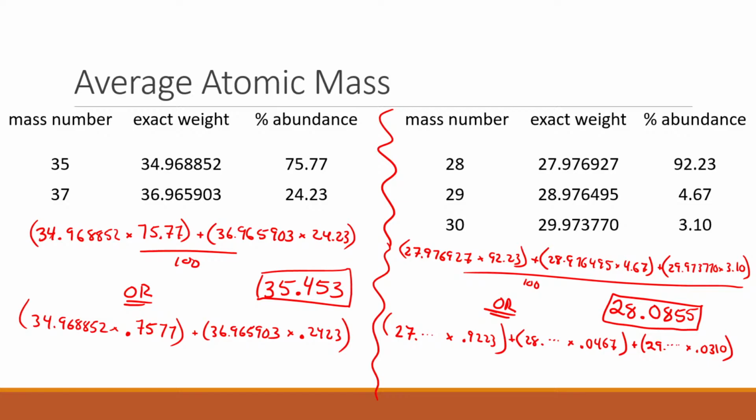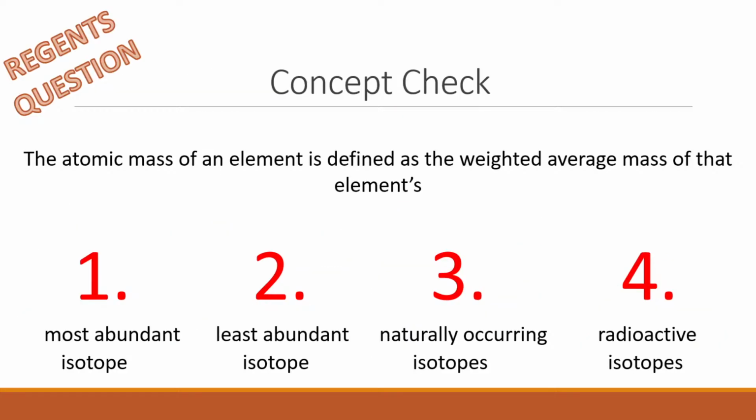And before we're done for today, I do have one multiple choice question for us. The atomic mass of an element is defined as the weighted average mass of that element's blank.